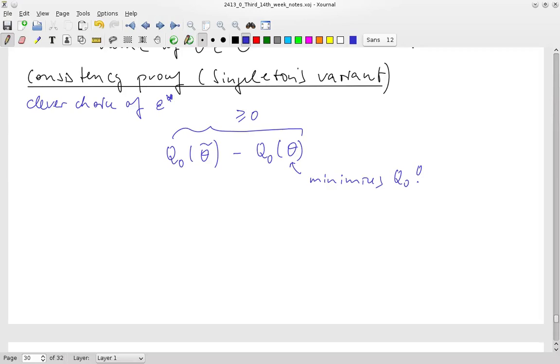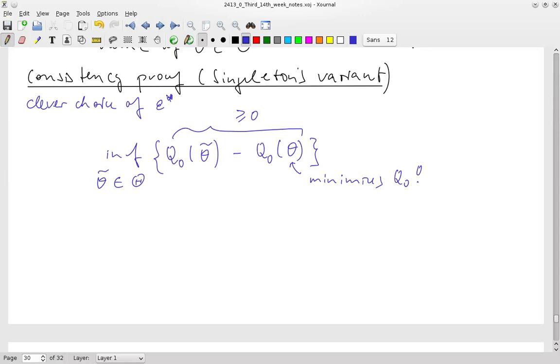Now, what we're going to do is try to find the largest lower bound of that difference, the infimum. So in a way, the smallest difference that you can pick out by choosing theta tilde out of the parameter space.